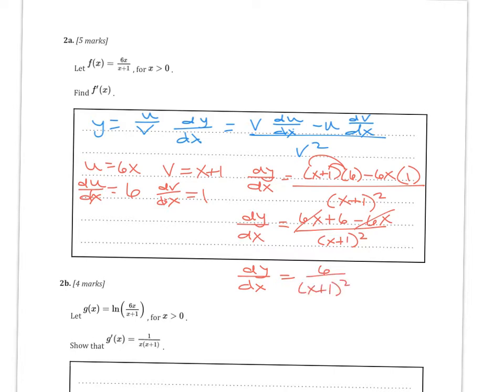And because they didn't specify the format, I don't see any reason why we would have to FOIL this x plus 1 out, although it certainly would not hurt if you had decided that you wanted to. But I think we could just leave our answer like that.